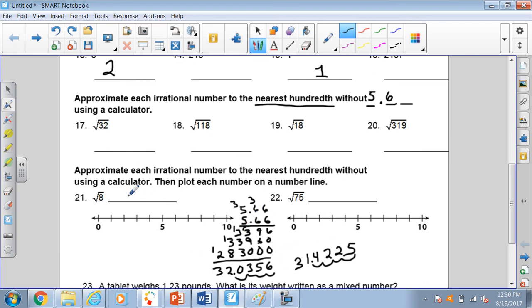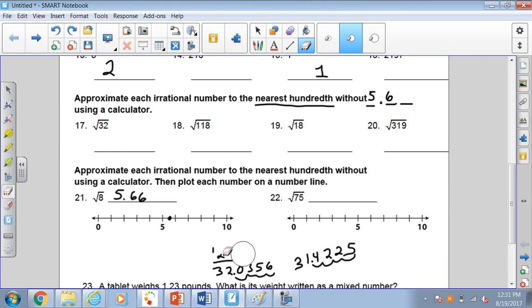So my answer to this problem is going to be 5.66. And if I put that on the number line, I would have to go after 5, but before 6, a little bit more than the middle, probably about right here, would be where my answer would be on the number line. Okay, and that solves number 21. I will leave number 22 to you.